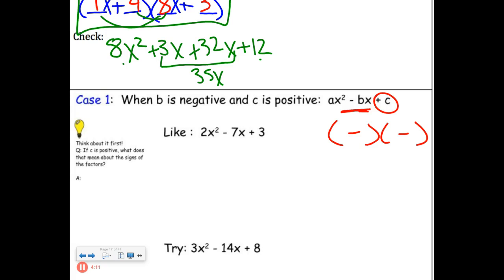All right, so now we're going to do everything that we did yesterday and in our previous problem, but instead I'm going to have a minus minus.